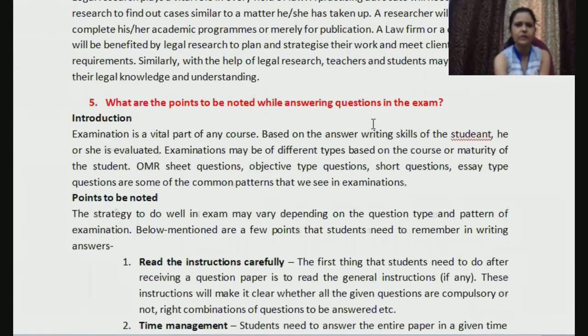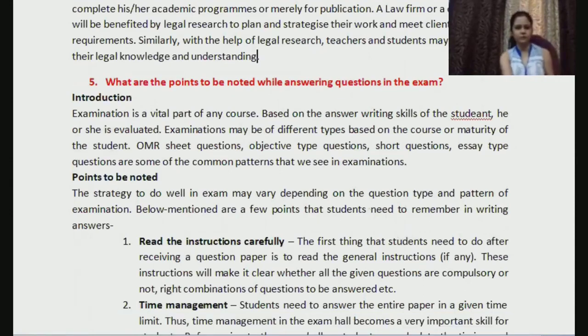Okay, so there is another question. What are the points to be noted while answering questions in the exam? You have already appeared for so many exams in your life, right? I think you already have some idea with regard to that. So what are the points that you try to remember?